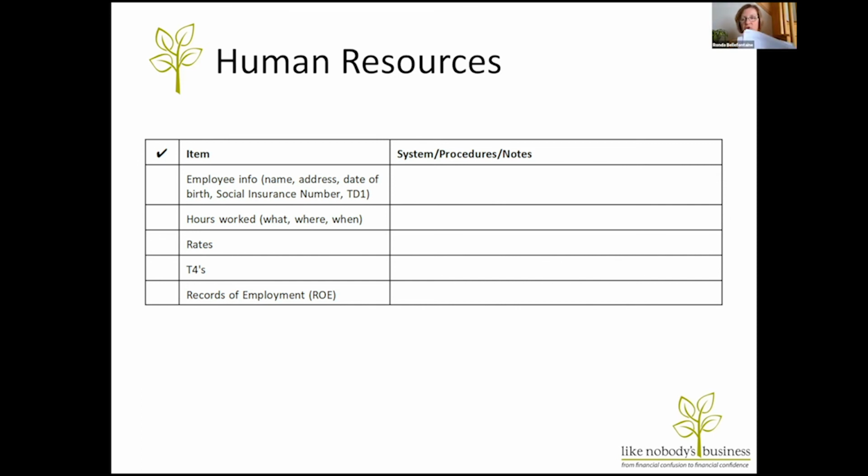If anyone has any suggestions on other types of information in those categories, or a question about it, you can share it with your facilitator, and we can address it.